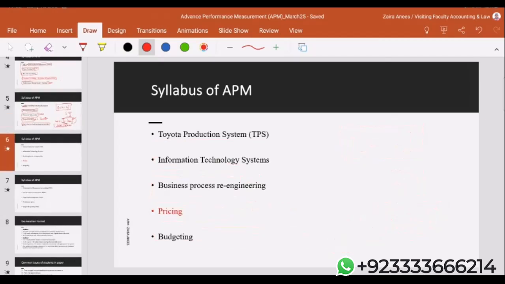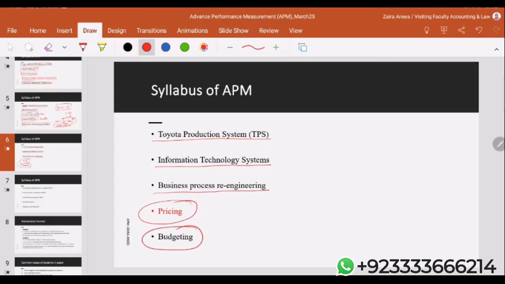Then the syllabus of APM also includes the Toyota production system, which is the concept of lean manufacturing. It's a new topic, extremely important in APM paper. BPR is quite frequent. Pricing is something which is generally not part of APM paper, so you can easily skip the pricing topic. But you should have a basic understanding of cost plus pricing, markup, margin in order to use it in different areas.